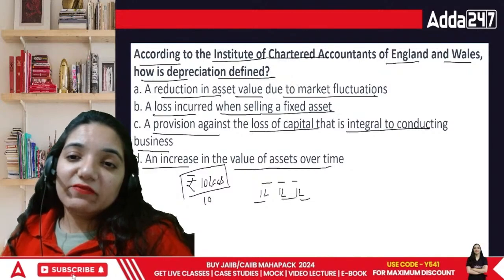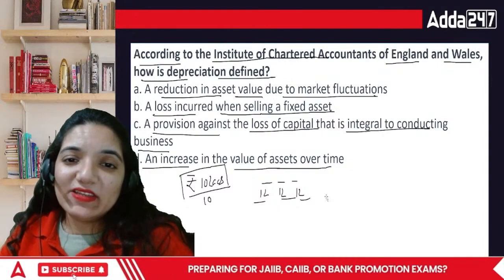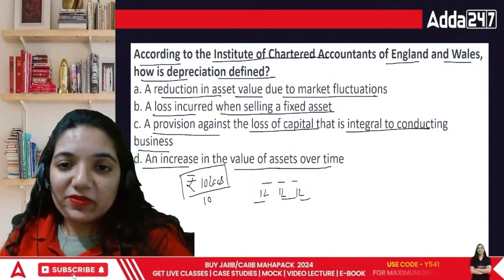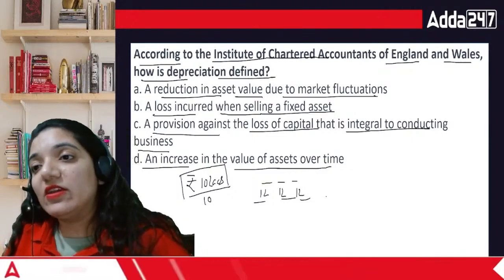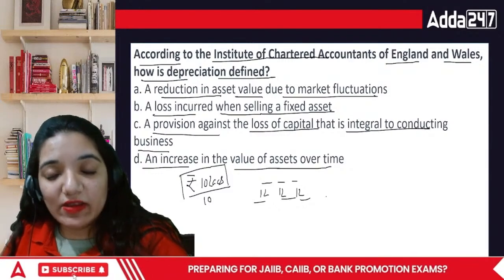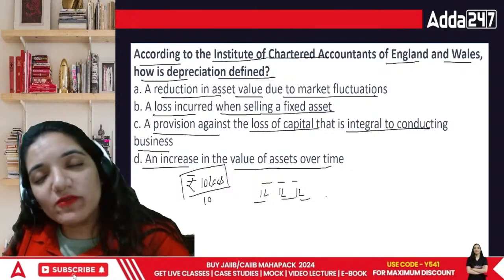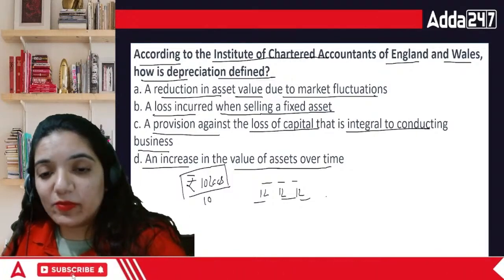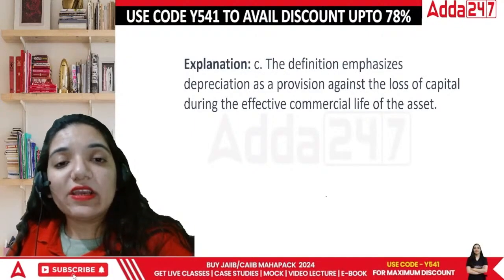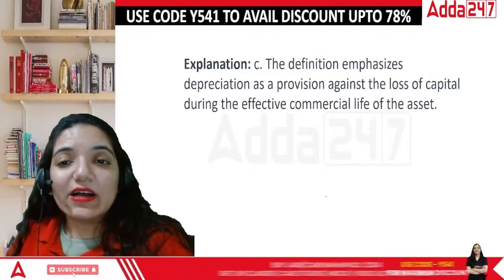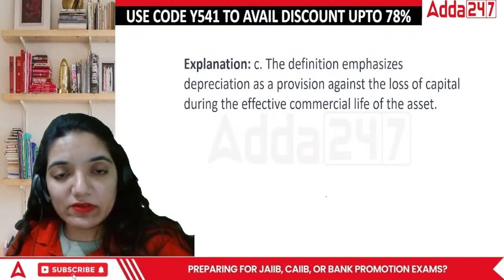Since we are doing business, obviously we would face certain losses, isn't it? So this definition of depreciation is related to a provision. Okay, every year we will reduce by 1 lakh and every year we'll try to save rupees 1 lakh. So after 10 years, at least with whatever money we have, we can buy another machine. That is the thought process. This definition emphasizes depreciation as the provision against the loss of capital during the effective commercial life of the asset.